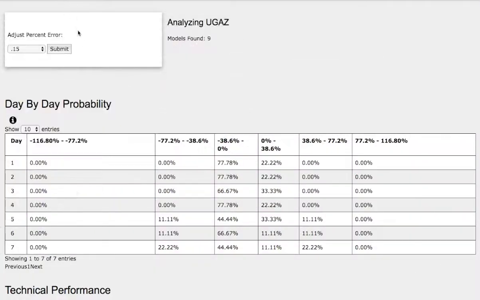So let's head back to the day-by-day probability model. As we progress to the 7th day, we have an 11% chance for UGAZ to climb higher between 0 to 38%, and on the extreme case to the upside, we have a 22% chance for UGAZ to climb higher between 38% to 77%. And to the downside, we have a 44% chance for UGAZ to fall between 0 to 39% and a 22% chance for UGAZ to fall further between negative 38% to negative 77%. We'll be using up 38% and down 38% as our support and resistance levels.